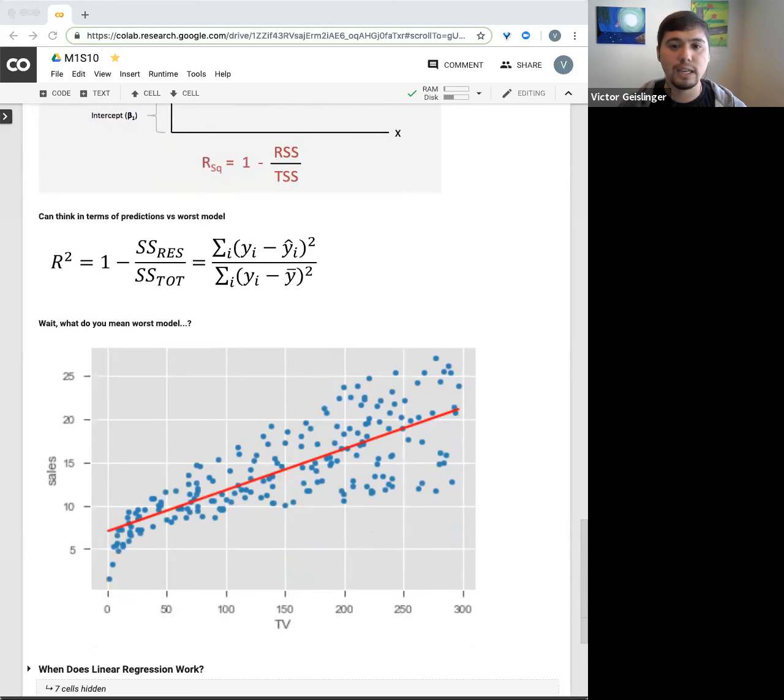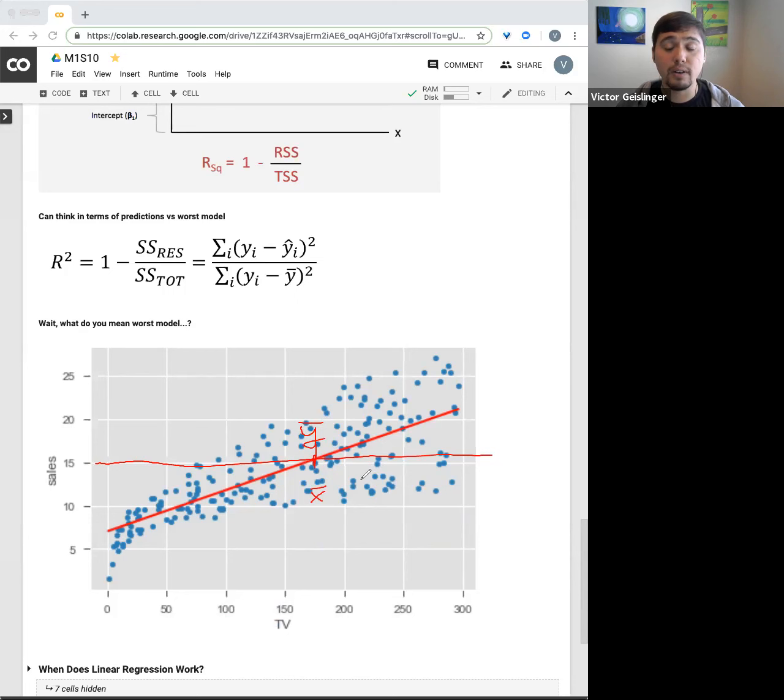So the way this would look is that if you took a least squares regression line that had an R squared of 0, which would be the most awful model essentially, it would just be a straight line right through the mean, which would be the X mean and the Y mean.